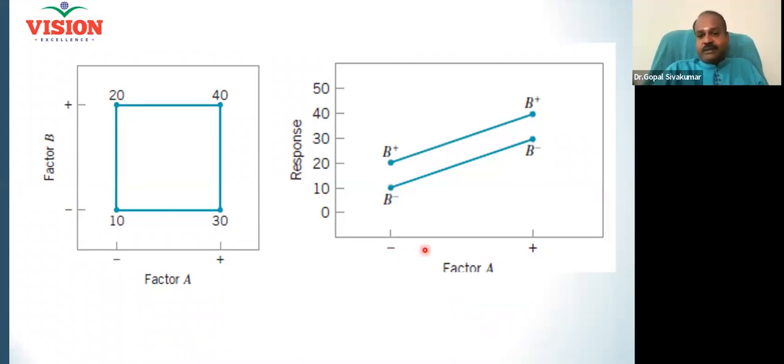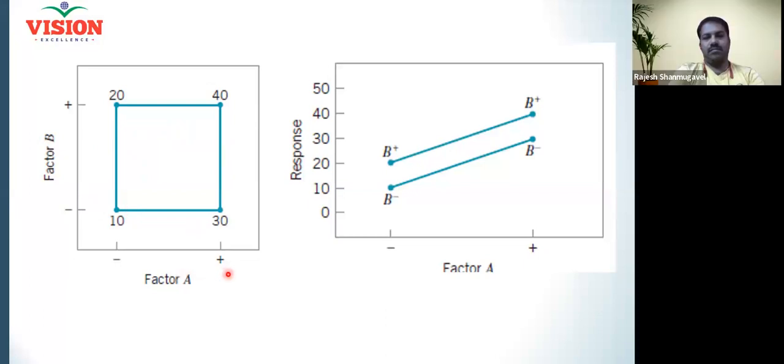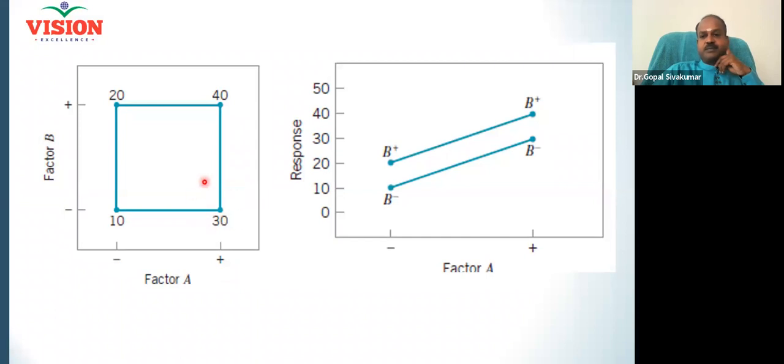Now I am increasing A to high, B at low. When A is high, B is low, what is the experimental output? Not 20, you're wrong. A is high, B is low. What is the output? 30. So A is high, B is low.